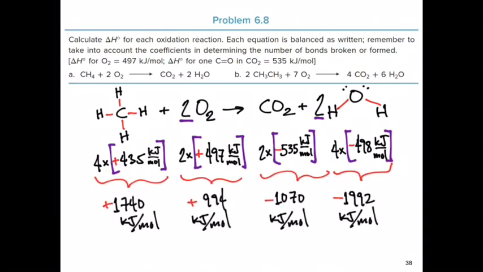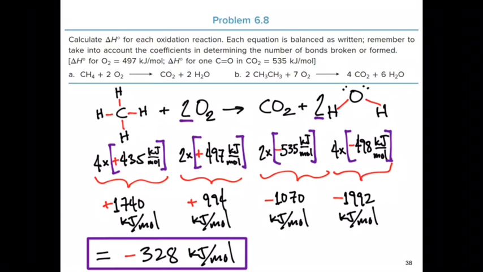And so now in order to calculate the delta H for this reaction, all you have to do is add up all the numbers. So 1740 plus 994 minus 1070 minus 1992, and we get the total delta H for this specific oxidation reaction. So that would be negative 328 kilojoules per mole. So this indicates that this is an exothermic reaction that releases 328 kilojoules per mole of energy.